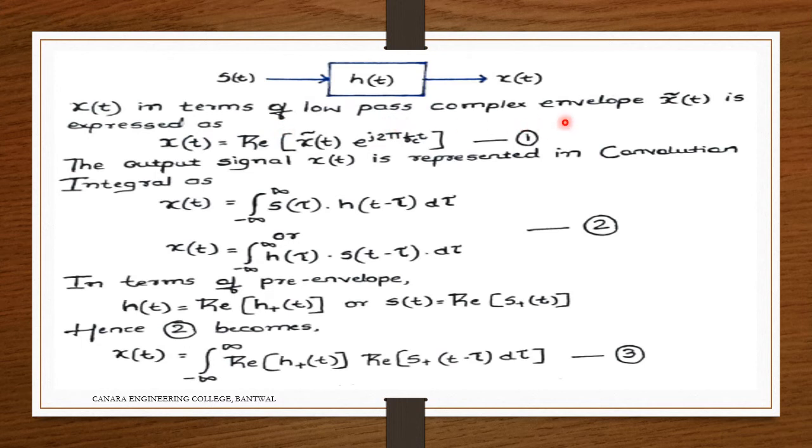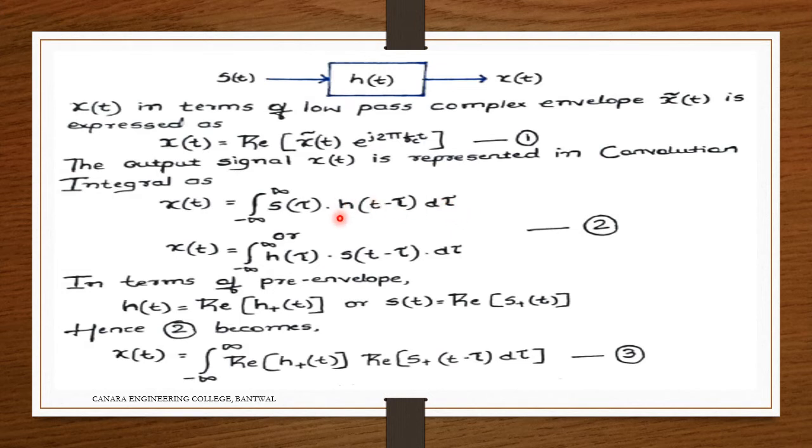and that we will represent in terms of a low pass complex envelope S cap of t, which is also expressed as x of t is equal to the real part of x cap of t into e raised to j 2 pi f c t. That's equation 1. Now this output signal x of t is represented in terms of the convolution integral as x of t is equal to the integration from minus infinity to plus infinity of s of tau into h of t minus tau d tau.